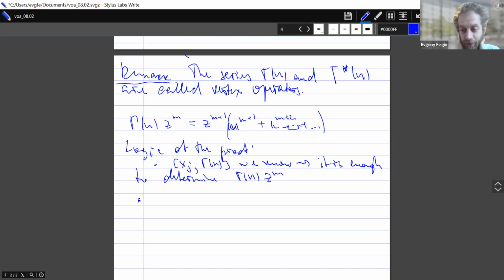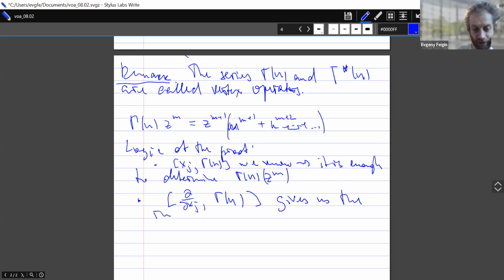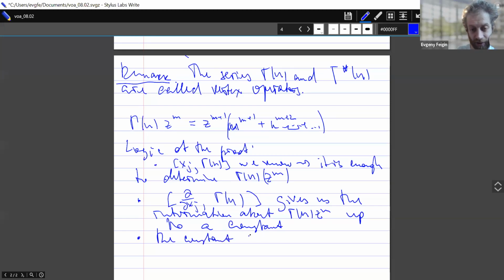And then in order to understand what this gamma of u applied to z to the m is, we use the commutator, which gives us the information about gamma of u applied to z to the m up to a constant. And the constant is known by this. So this is the brief outline.